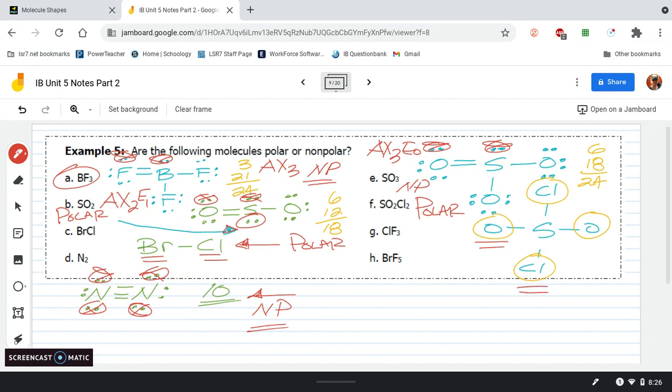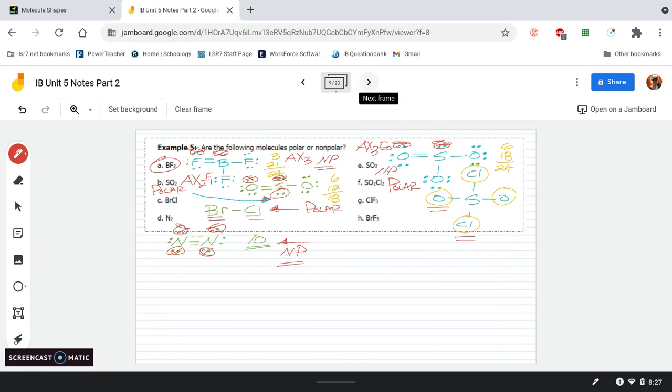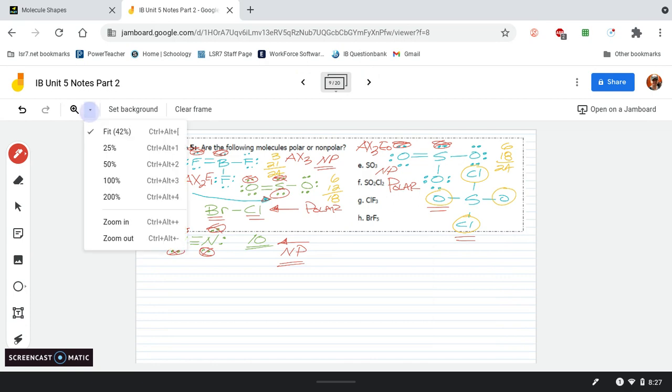That's because the chlorines and the oxygens are going to fight for the electrons, and they're going to either go to the chlorines or the oxygens. Now, you can go ahead and finish out the shape if you want, but it's going to be polar, and you don't need to do more than that because you can tell that the X's are not the same. And that goes back to that rule right here. This first one, attached atoms are different. Yes, the attached atoms are different. They are O's and they are Cl's.